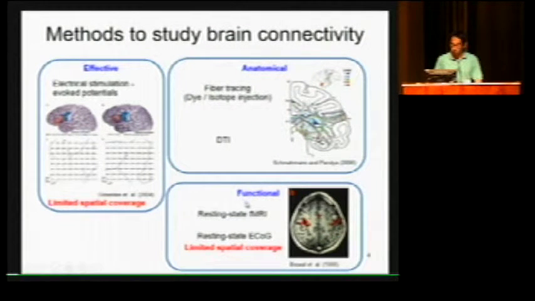People also use functional MRI to probe the connectivity using resting state, for example. But this also lacks causal components. Basically, this is time series correlation, so no causality is inferred. And also, we can do resting state ECoG. This is also problematic sometimes because of the limited spatial coverage.